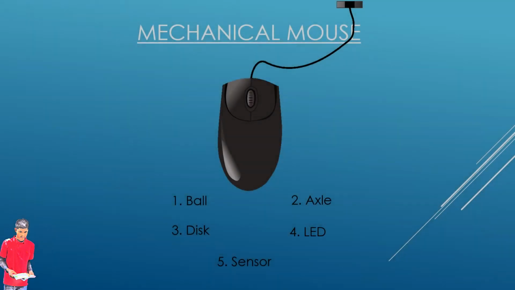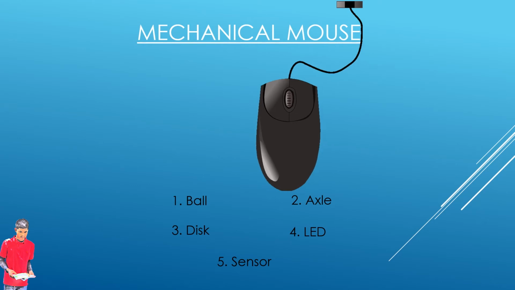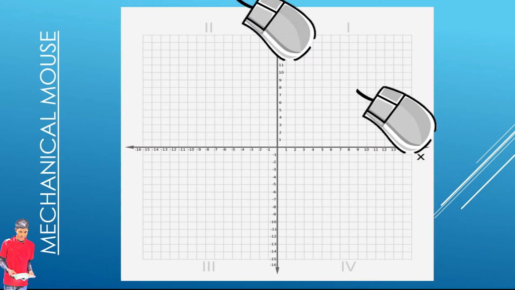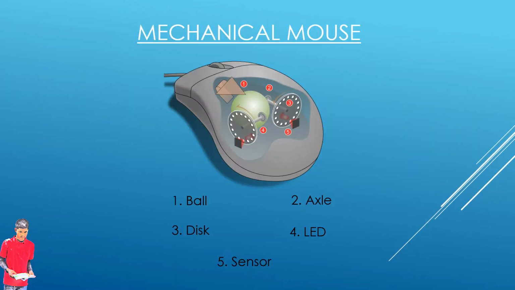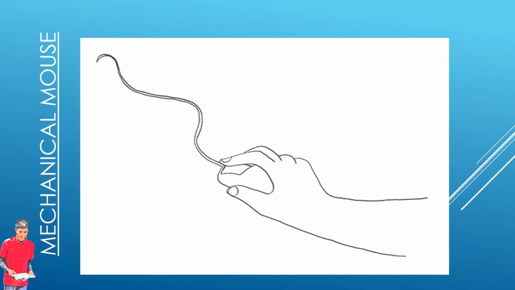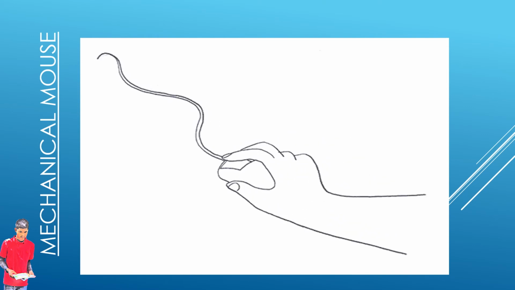When the mouse moves, the ball in the mouse rolls. When the ball rolls, it turns two axles represented by X and Y. Both axles are connected to a disc. There are a lot of light holes around the disc. The LEDs emit light through the disc holes. The sensor collects the light coming from the LED. Then it sends a signal to the system to show the movements of the pointer on the screen.